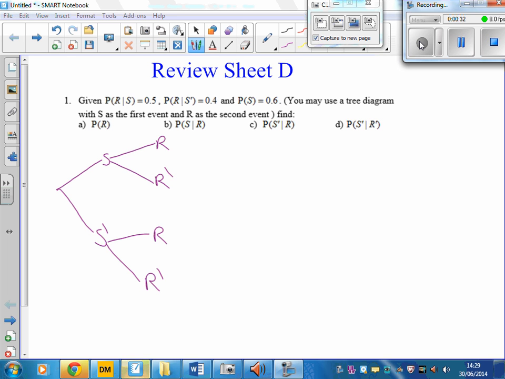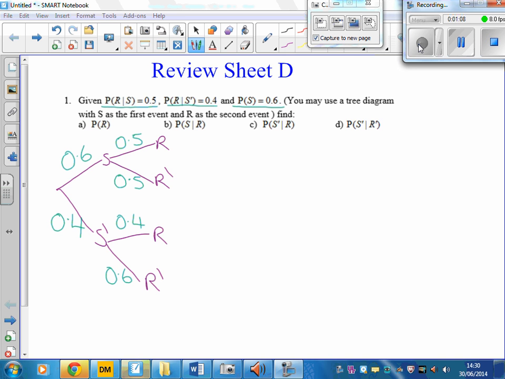Then we fill in the probabilities that we've been told. The probability of R happening given that S has happened is 0.5, which means the probability of R dash not happening at that point is also 0.5. The probability of R happening given that S dashed has happened is 0.4, and for R dash that would be 0.6. And the last piece of information, the probability of S happening is 0.6, so for S dashed, 0.4.